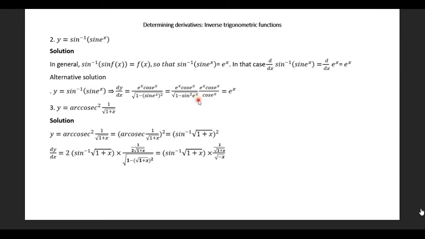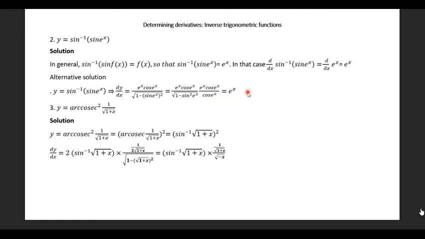Again, if we use the relationship that says cos squared of anything plus sine squared of anything is equal to 1, then it means that this thing that is in the brackets is actually going to be cos of e to the exponent x. Then it will cancel with that 1, so that the answer is still going to be e to the exponent x.